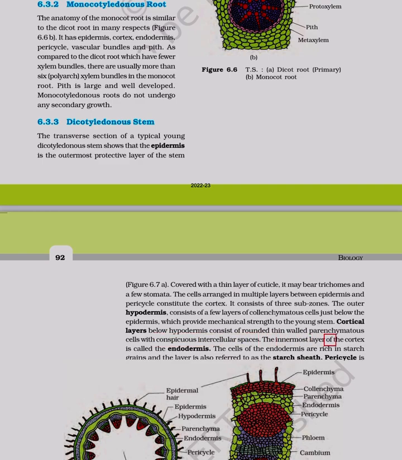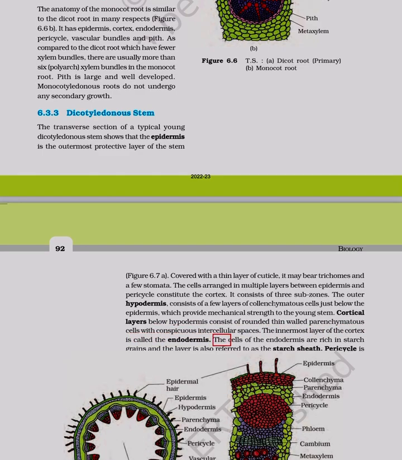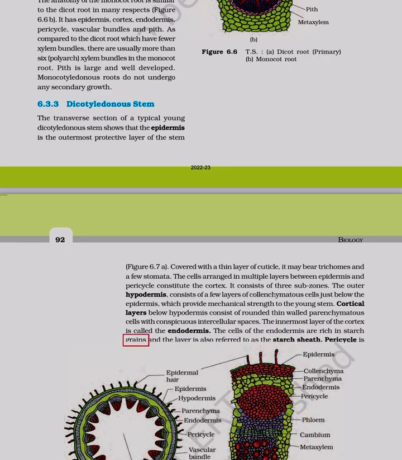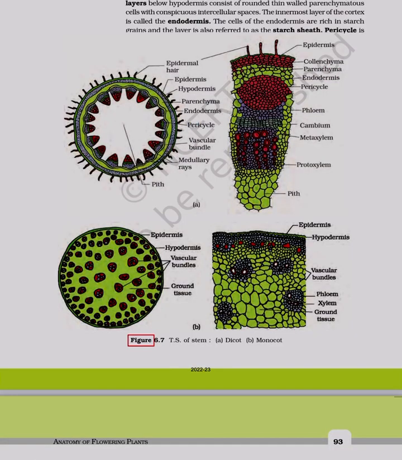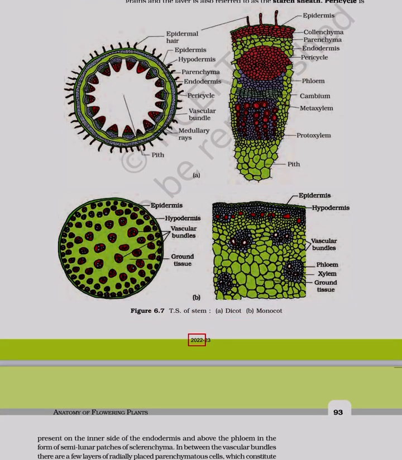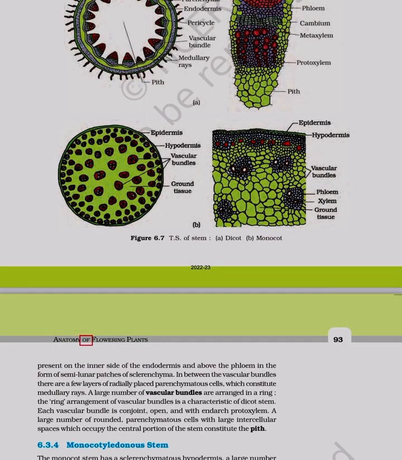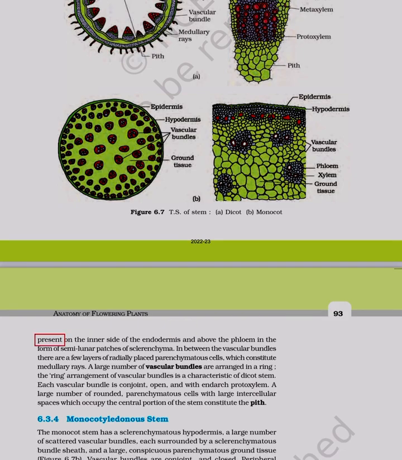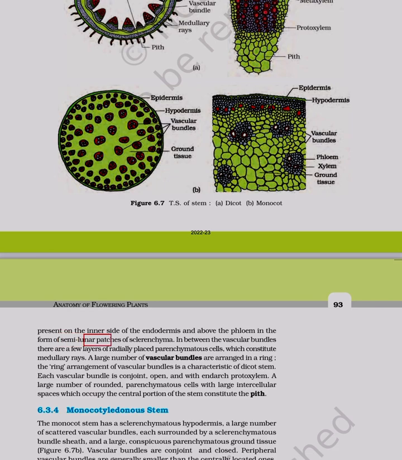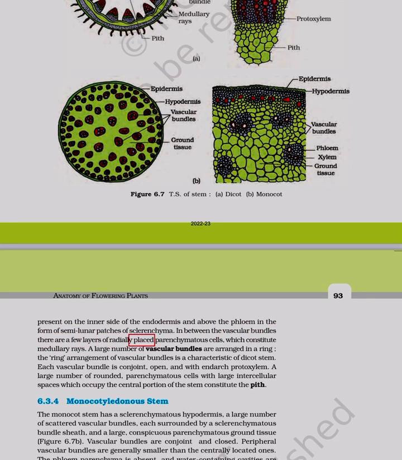The innermost layer of the cortex is called the endodermis. The cells of the endodermis are rich in starch grains and the layer is also referred to as the starch sheath. Pericycle is present on the inner side of the endodermis and above the phloem in the form of semilunar patches of sclerenchyma. In between the vascular bundles there are a few layers of radially placed parenchymatous cells, which constitute medullary rays.